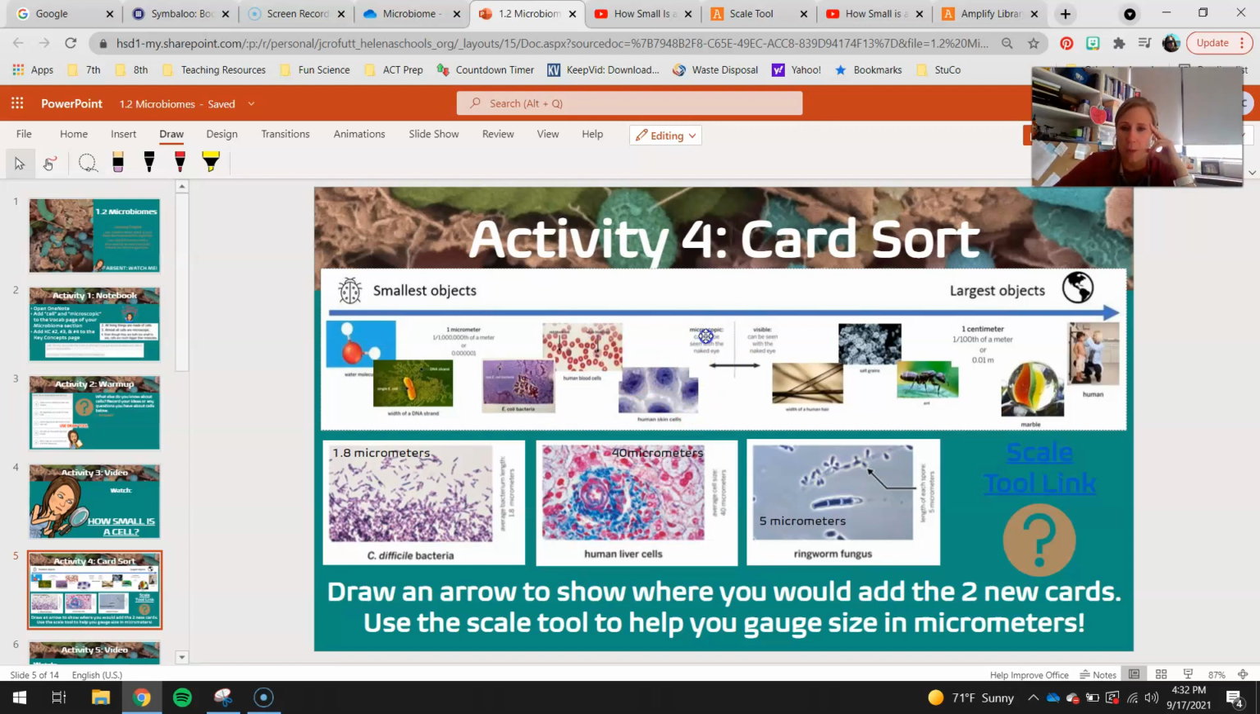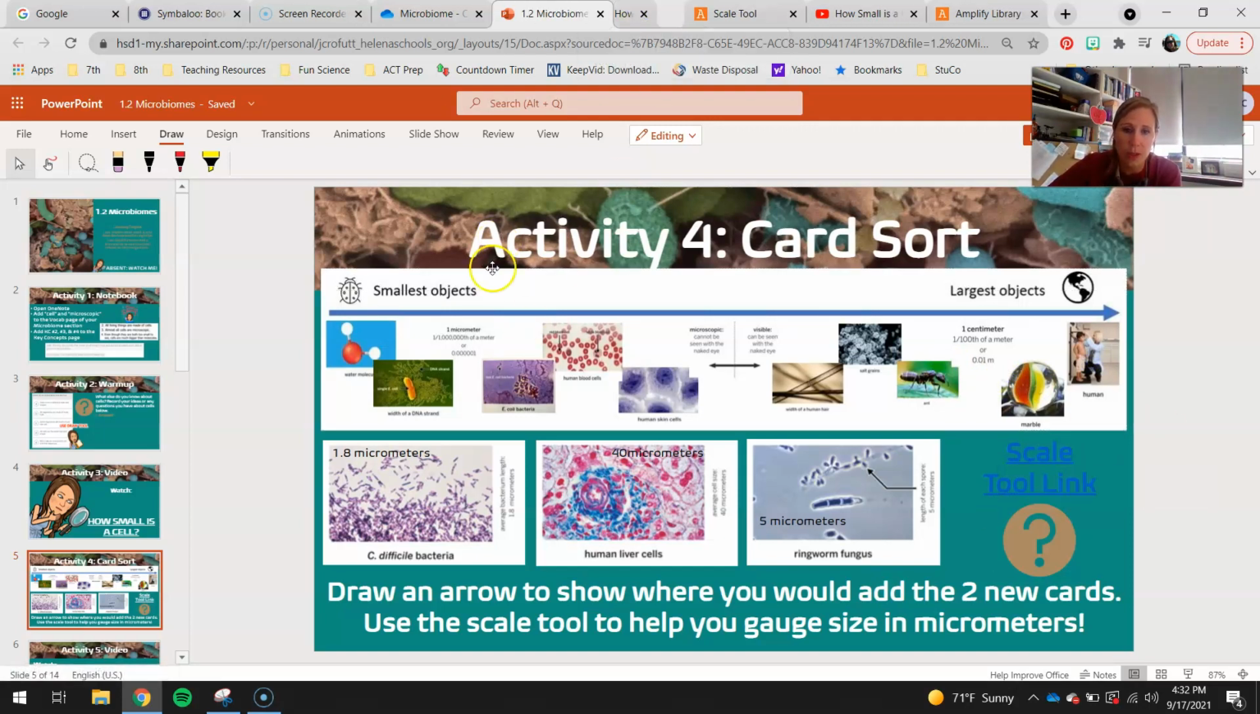And then this was the line between things we can't see unless we use a microscope and things that we can see with the naked eye. Okay, so a width of a human hair, salt grains, an ant, 1 centimeter is here between an ant and a marble, and then a human being was our biggest out of those cards. Obviously not the biggest thing we have, but you guys will also see that kind of stuff in the scale tool link, which is included right here.